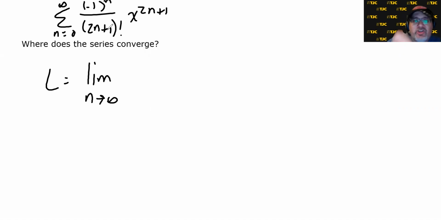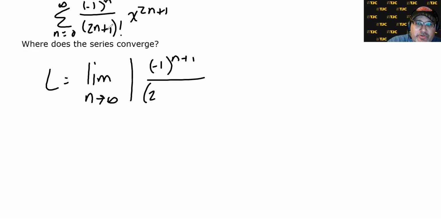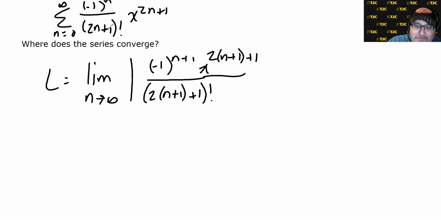But if we were to do the ratio test, we would start with the next term, which would be negative 1 to the n plus 1 over 2 times the quantity n plus 1 factorial times x to the 2 times the quantity n plus 1 plus 1. And it is important to write it like that because we're replacing each of these n's with an n plus 1. When we replace the n with an n plus 1, because it has a 2 in front of it, we have to reuse parentheses to make sure the 2 gets multiplied across the entire n plus 1.